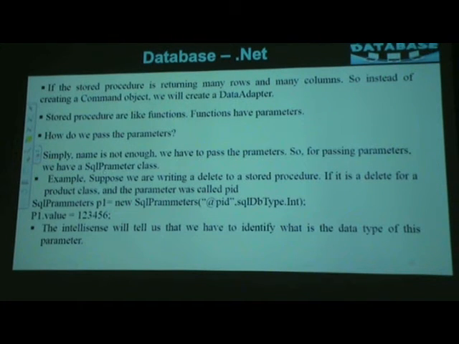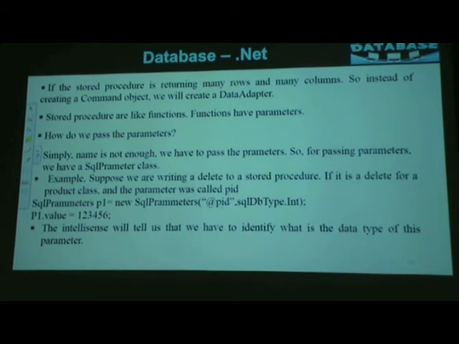Example. Suppose we are writing a delete stored procedure. If it is a delete for a product class and the parameter was called PID, then SqlParameter p1 = new SqlParameter. So this is the convention in C#. We have to put an @ sign, then the name of the parameter. And then IntelliSense will automatically tell you that you need to specify what type that parameter is.